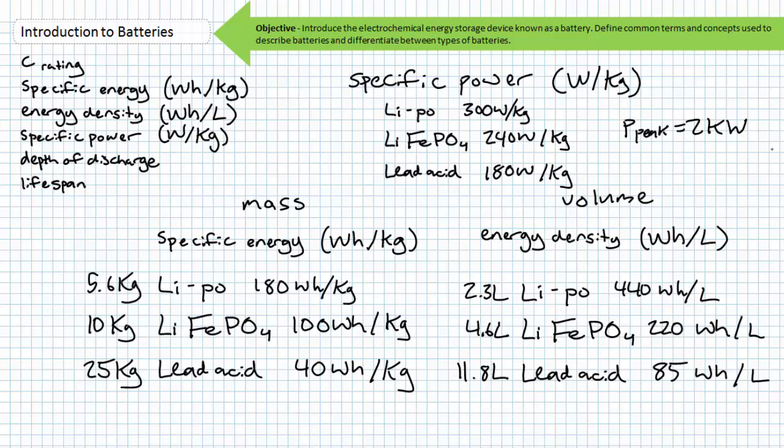If an application called for a peak power delivery of 2 kilowatts, it would take approximately 6.7 kilograms of lithium polymer cells, 8.3 kilograms of lithium iron phosphate, and 11.1 kilograms of lead acid cells to meet this peak demand. Again, power is different than energy. Power is the time rate production or expenditure of energy. Power is energy over time.